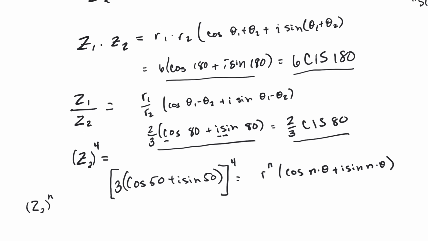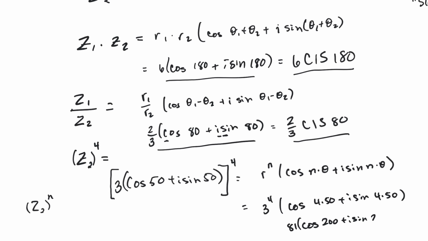So let's apply that to this question. We're going to take 3 to the 4th power times cosine of 4 times 50 plus i sine of 4 times 50 as well. So we're going to have 81 cosine of 200 plus i sine of 200. And that's it. And of course, if you wanted to write it shorthand, you'd write it as 81 cis 200.